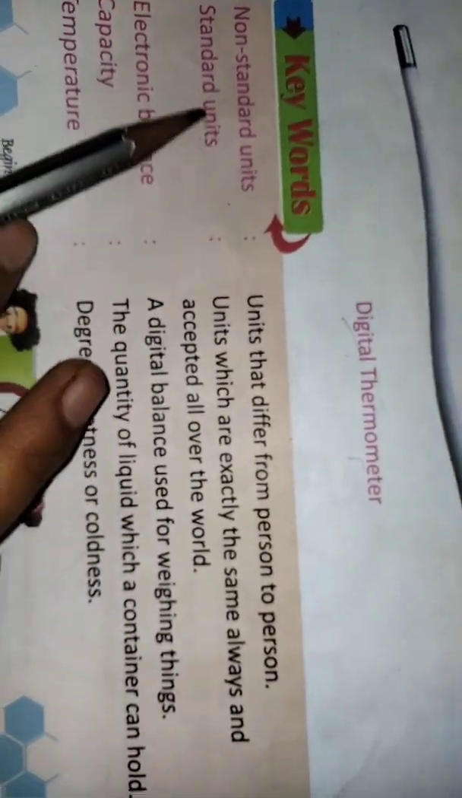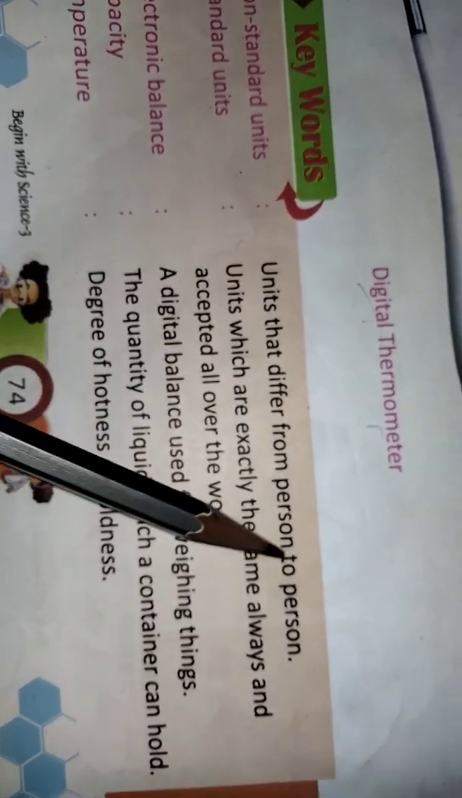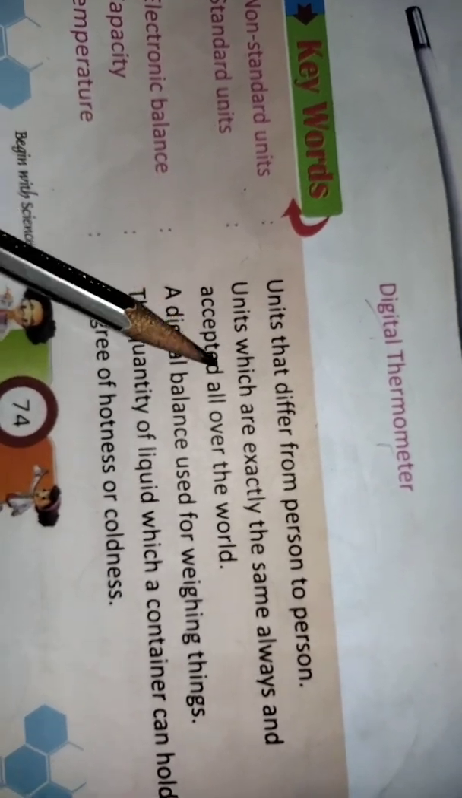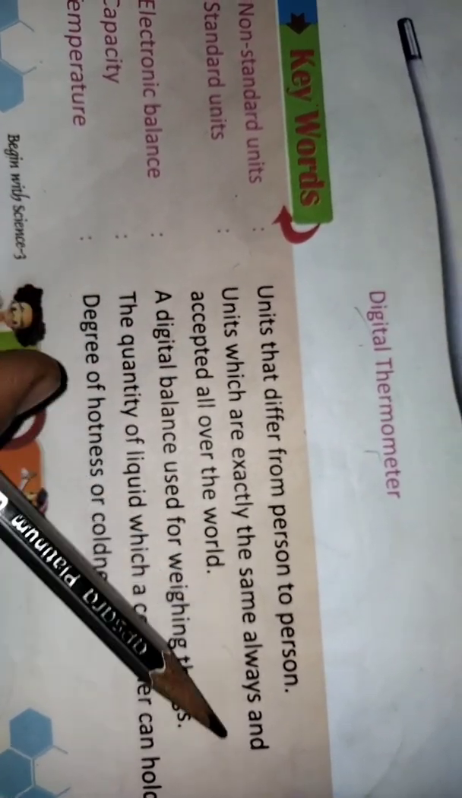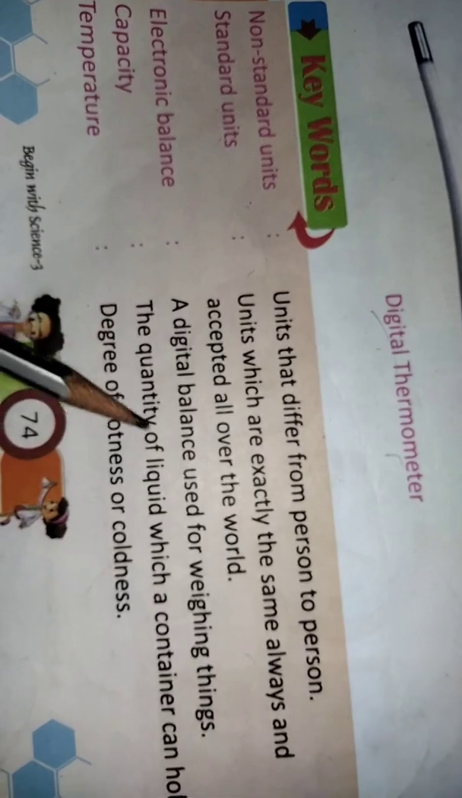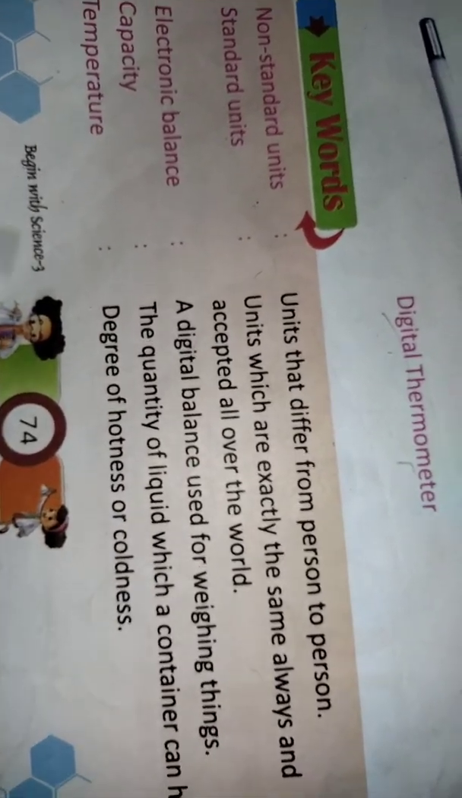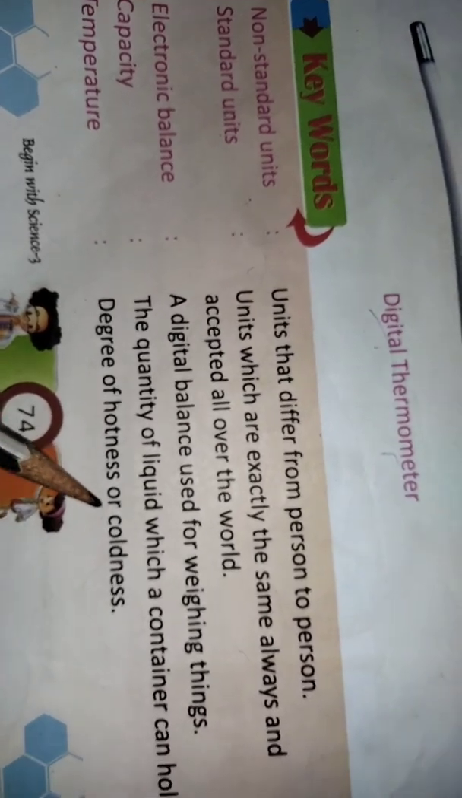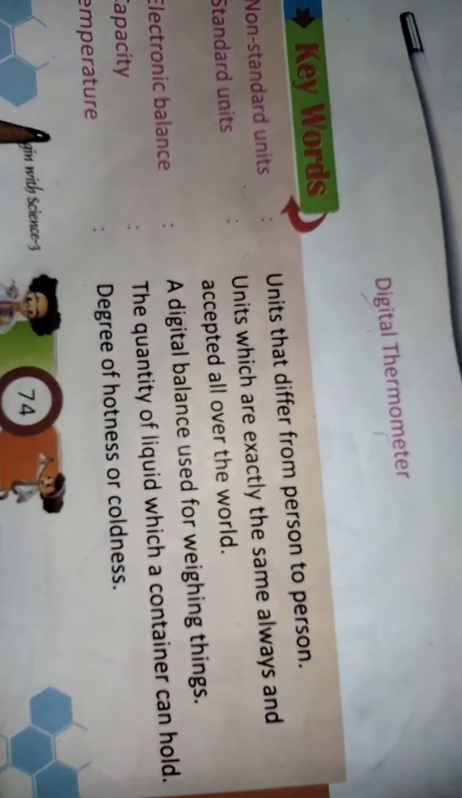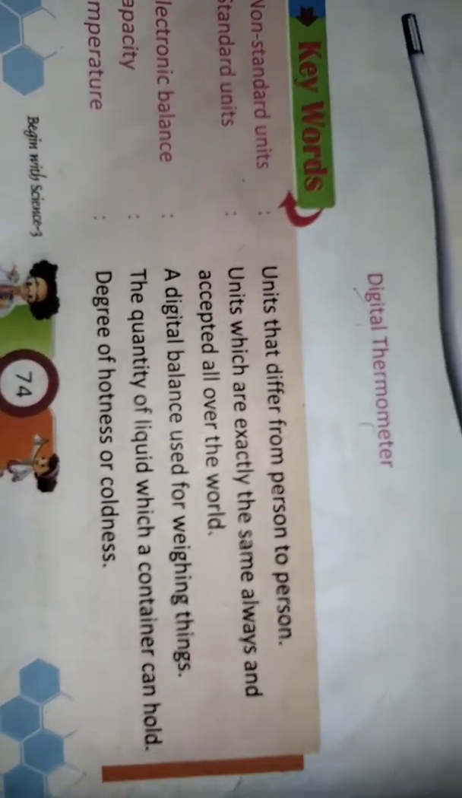Now keywords. Non-standard units: units that differ from person to person. Standard units: units which are exactly the same and accepted all over the world. Electronic balance: a digital balance used for weighing things. Capacity: the quantity of liquid which a container can hold. Temperature: degree of hotness or coldness.